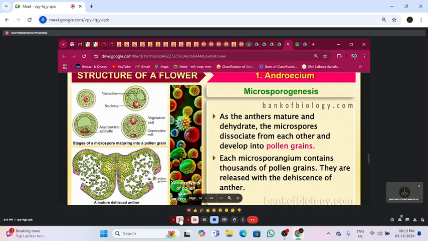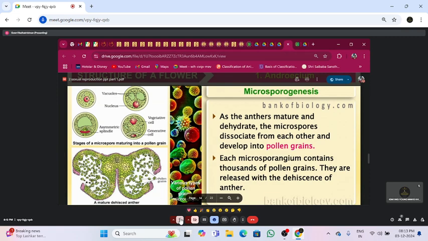As the anthers mature and dehydrate, the more it gets matured, it automatically gets dehydrated, and then it starts dissociating from each other. I mean, the closed, compact arrangement goes. Only then can it be let loose and go out to fertilize. So they dissociate from each other and develop into pollen grains.